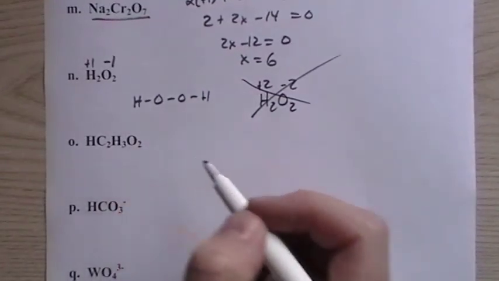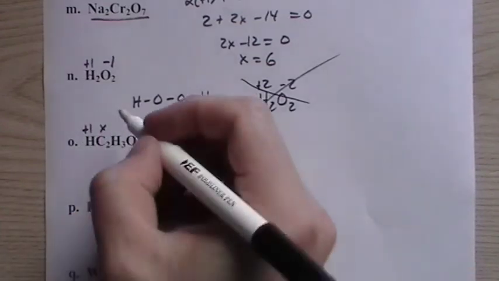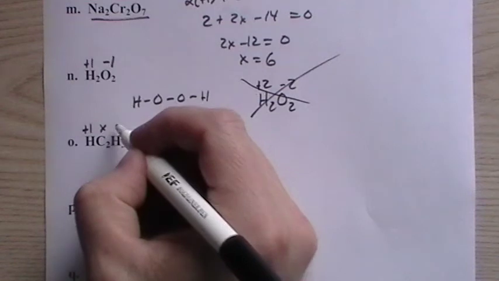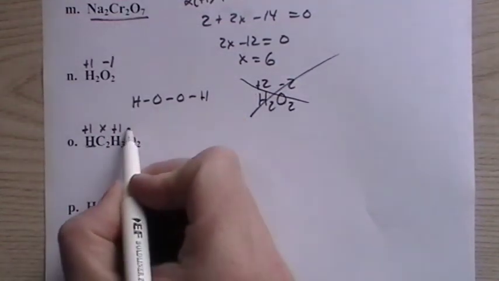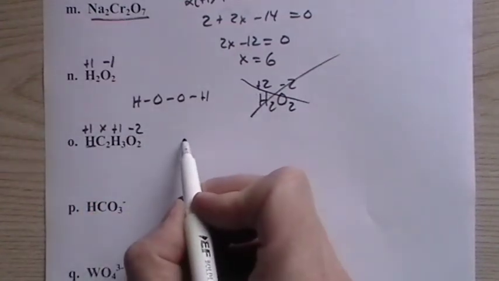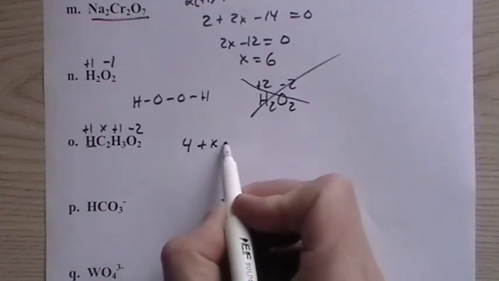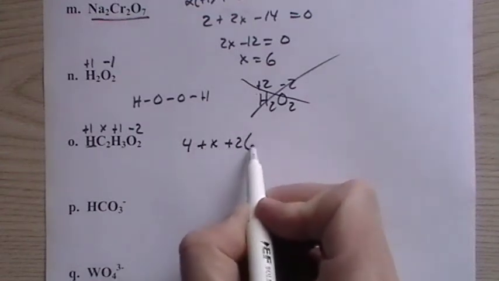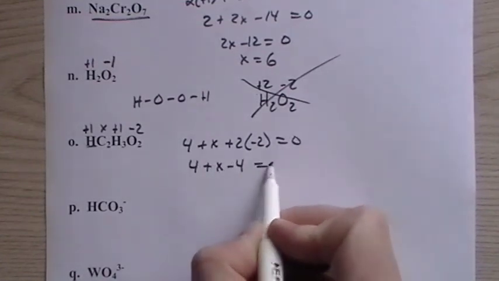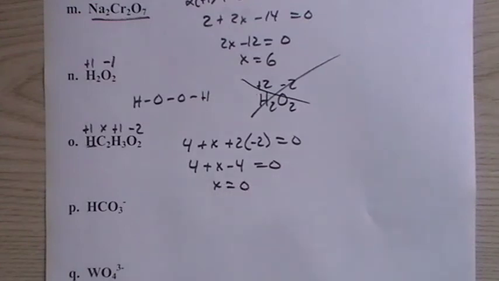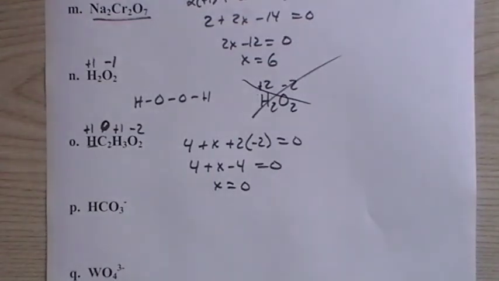Now I put this next one in because it's a little tricky. So this is +1. Carbon we don't have a rule for, and it can be more than 1 oxidation number. Hydrogen is +1 here. Oxygens are separated, but that's okay. And then we have -2. So we have 4 plus X minus, or +2 times -2. So 4 plus X minus 4 is equal to 0. So X is equal to 0. So carbon in this case, each of the carbons, has an oxidation number of 0.